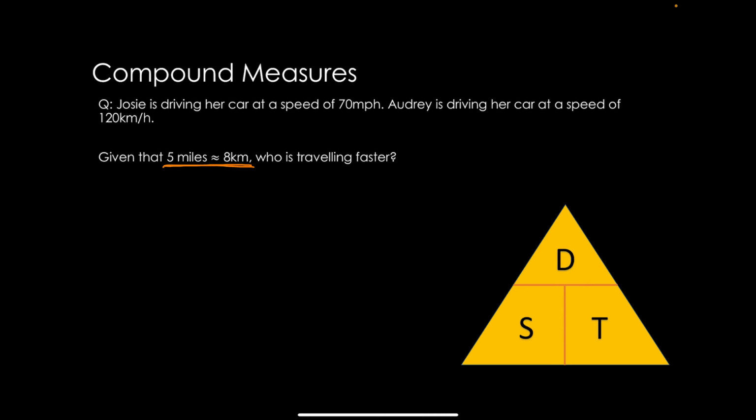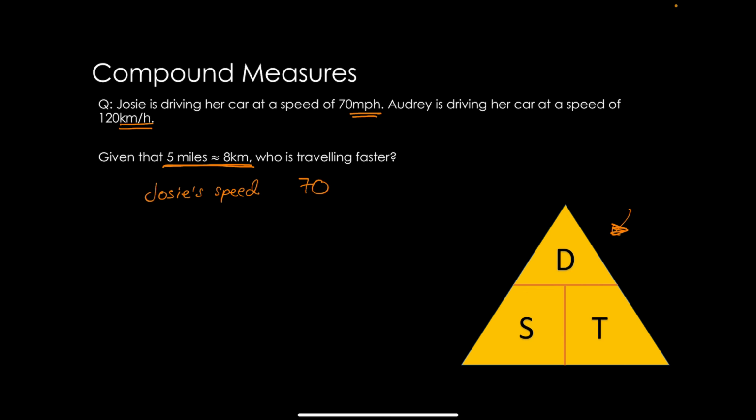Okay, if you've had a go at that, you've either got to convert Josie's speed to kilometres per hour or Audrey's speed to miles per hour. So what I'm going to do is convert Josie's speed to kilometres per hour. I don't actually need to use my triangle because they're both already a speed. I haven't got to work out distance or time. All I've got to do is take Josie's speed, which is 70.